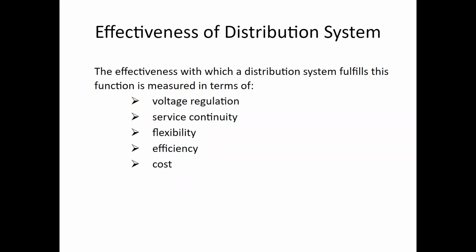And finally, economically, there is an important term, that is cost. You must be able to supply power at the lowest possible cost without compromising the previous technical things, efficiency, voltage regulation or service continuity. You have to use better devices, a good number of transformers, but still the power distribution system must be able to supply power at a considerable cost or the lowest cost possible.